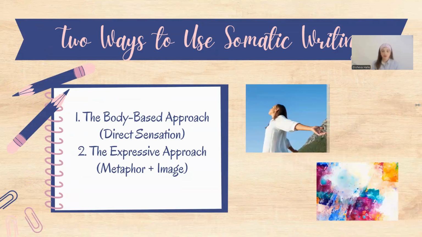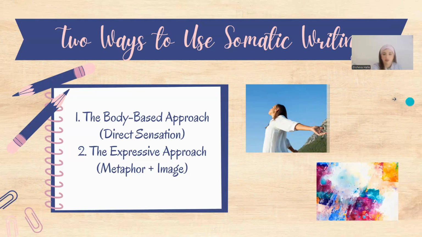Okay, so there's really two ways to use somatic writing. There's a more direct body-based approach, direct sensation, a felt sense. And then there's the expressive approach, which is using more metaphor and image. And the honest truth is that even when you're using the second approach, you're definitely grounding it in the first approach also, because somatic writing is always starting from the body. So we're always starting with a body-based approach, and if you choose, we could branch out even more with the second approach of using more metaphors and imagery.